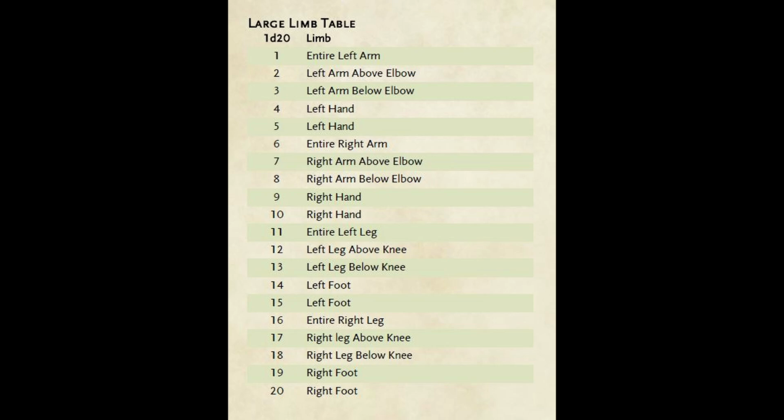So let's say, oh my God, you've rolled a crushed limb. Now let's go down to the large limb table, and find where exactly this has happened to you. Let's say he rolls a d20 and he gets a 7. So he rolled a right arm above elbow. So now the right arm above the elbow has been dramatically crushed. That's essentially the entire arm. And that player then has to deal with that.